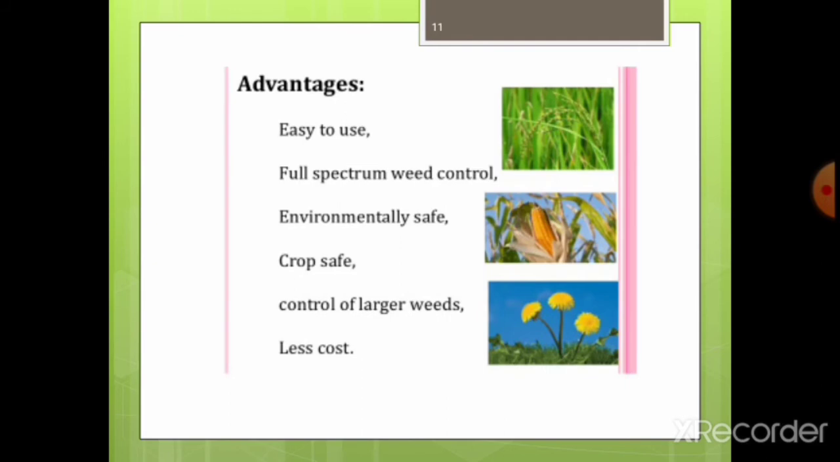Then what are the advantages of herbicides? These herbicides are very easy to use. Then this is applicable for full spectrum of weed control. Full spectrum means a wide range of herbs can be easily controlled. Then these are environmentally safe. Then it protects our desired crop. Then it can also control larger weeds. And the main important advantage is that it has less cost, that is, it is a very cheap source.